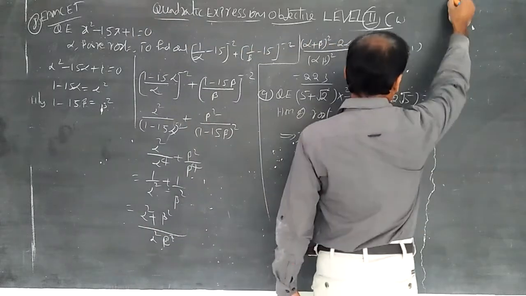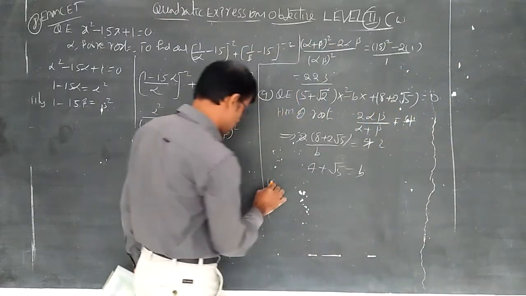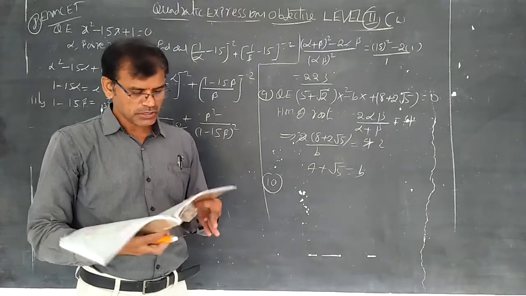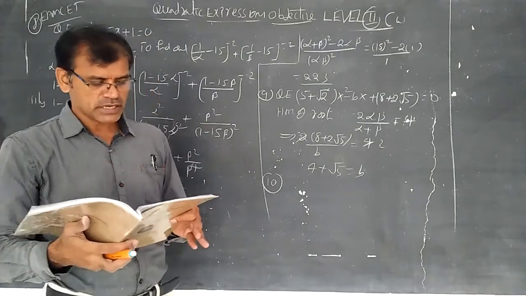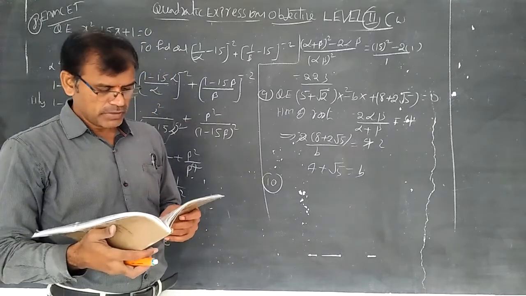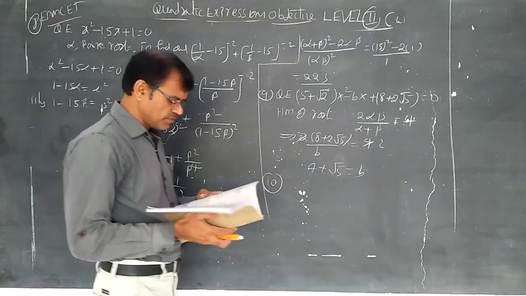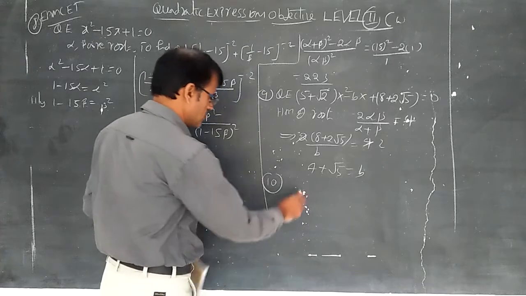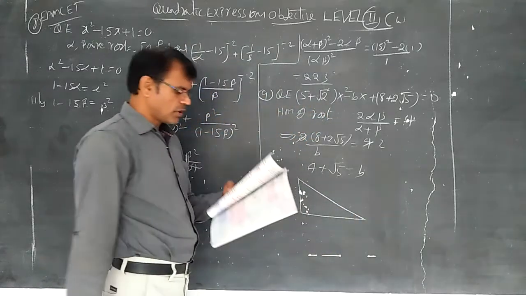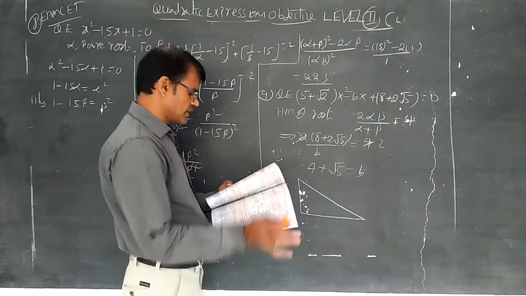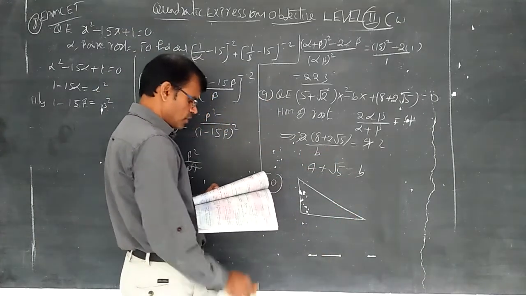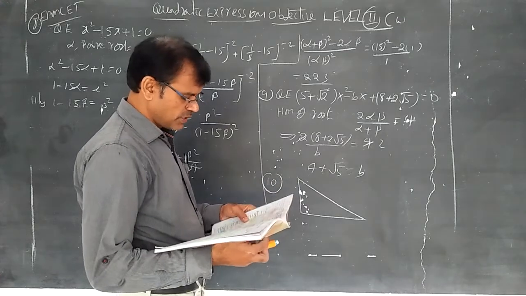Let us discuss the 10th question. The quadratic equation whose roots are the x and y intercepts of the line passing through (1, 1) and making a triangle of area capital A with the axes. First of all, draw a line. The quadratic equation whose roots are the x and y intercepts of the line.